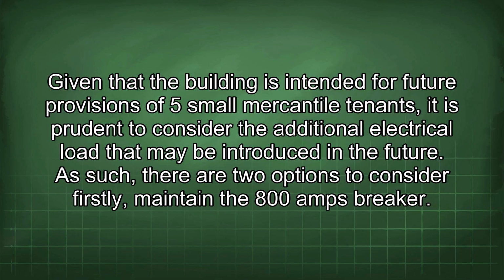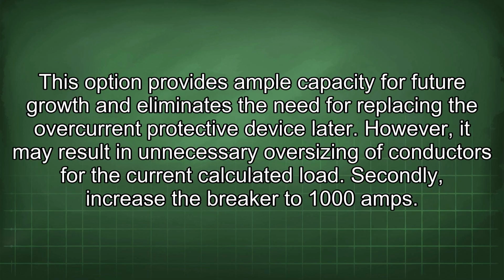Firstly, maintain the 800 amps breaker. This option provides ample capacity for future growth and eliminates the need for replacing the overcurrent protective device later. However, it may result in unnecessary oversizing of conductors for the current calculated load.